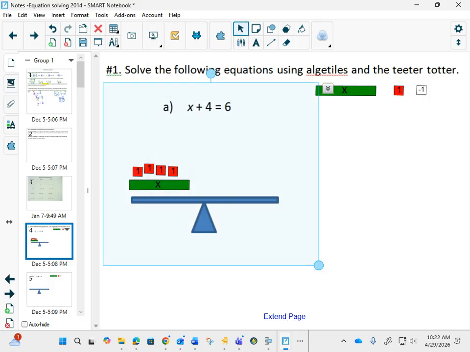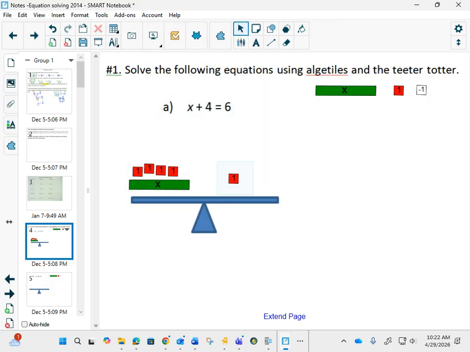On that side, I have x plus 4. On the other side of the equal sign, I have 6. I have 1, 2, 3, 4, 5, 6. This is the idea of an equation. It's completely balanced at this time.